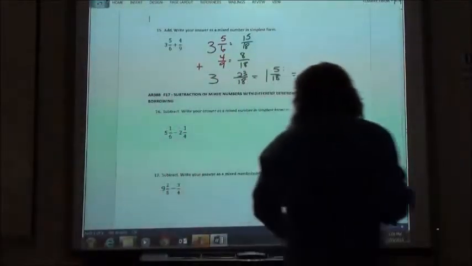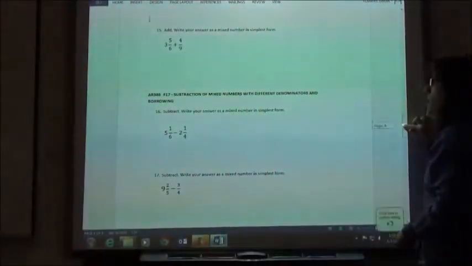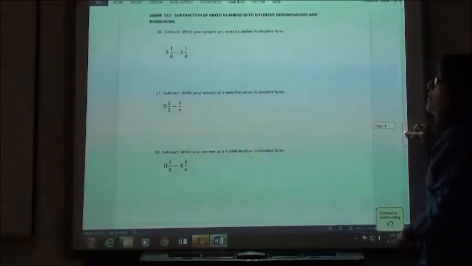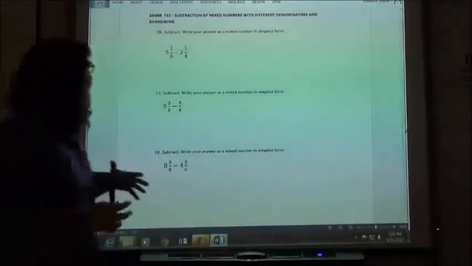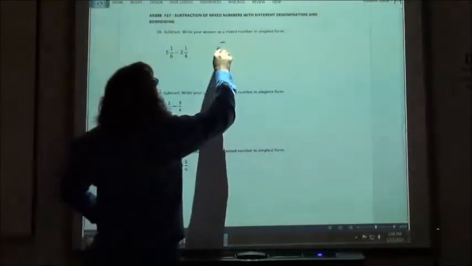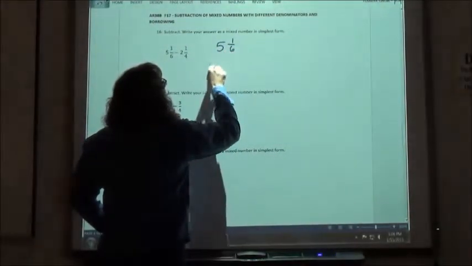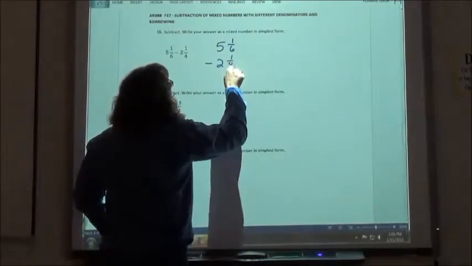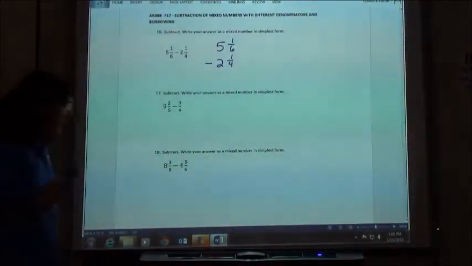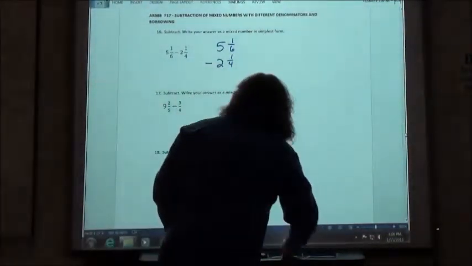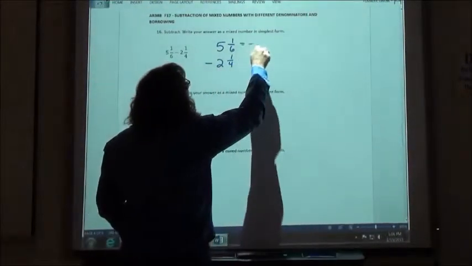The next one there, 16, says we are going to subtract with different denominators and borrowing. So combining those two things we did, same kind of thing. I'm going to do 5 and 1/6. I'm going to take away 2 and 1/4. But I have to have a common denominator when I work with fractions. So I'm first going to do my common denominator, which would be 12.